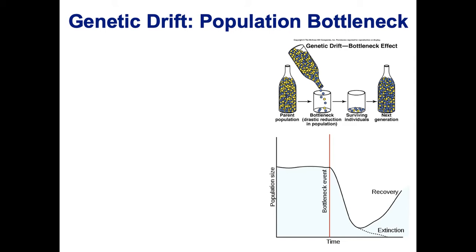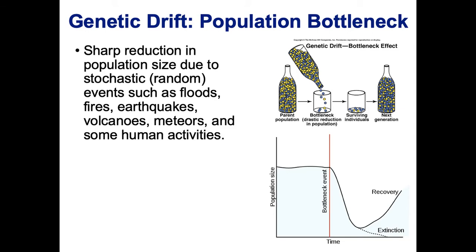One type of genetic drift is a population bottleneck. And this is when you have a large population that's very suddenly changed to a very small population. So it's a sharp reduction in population size due to some kind of random event. We most often think of this random event being some kind of natural disaster.